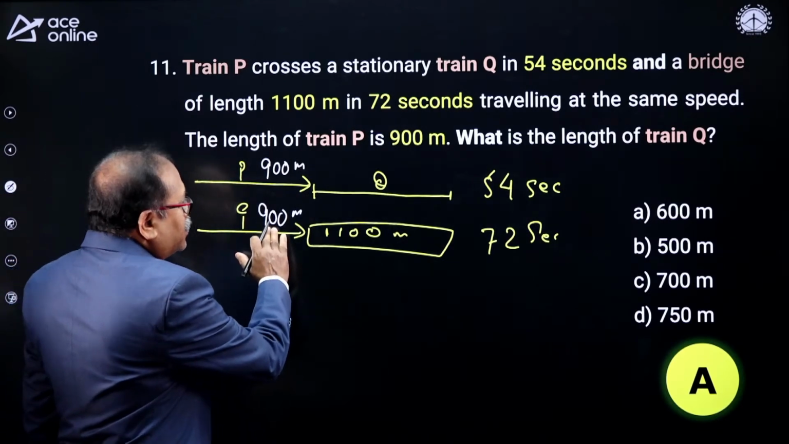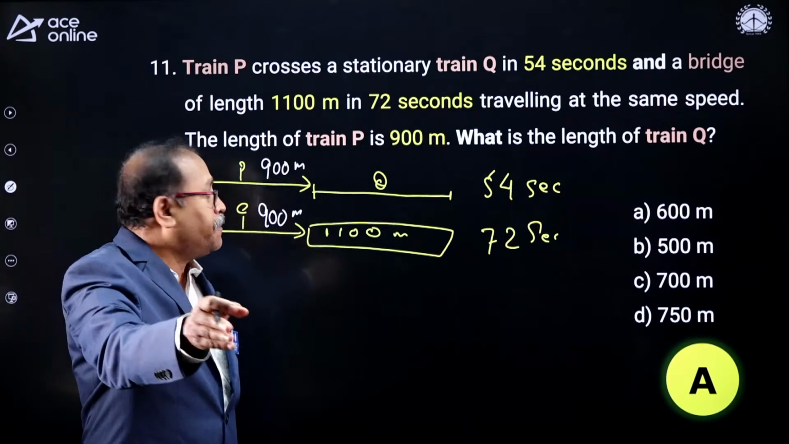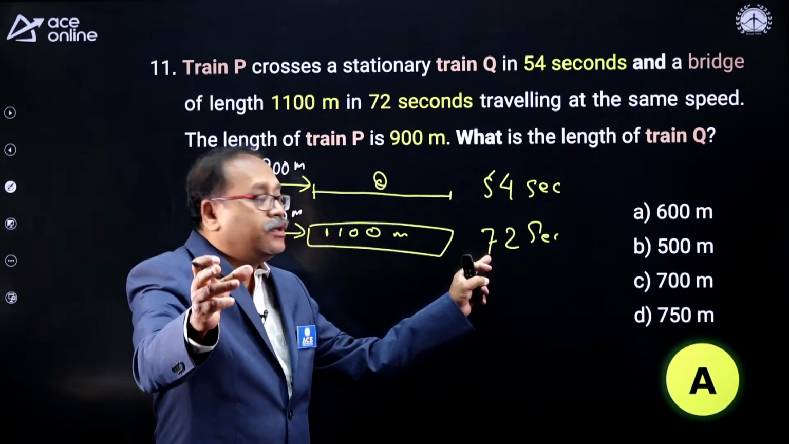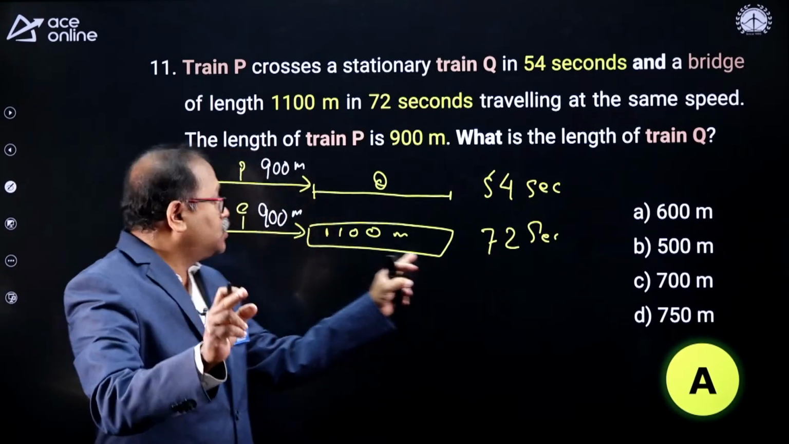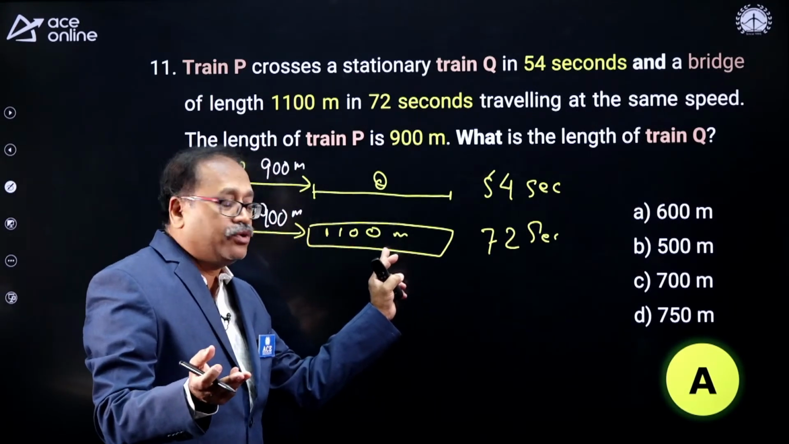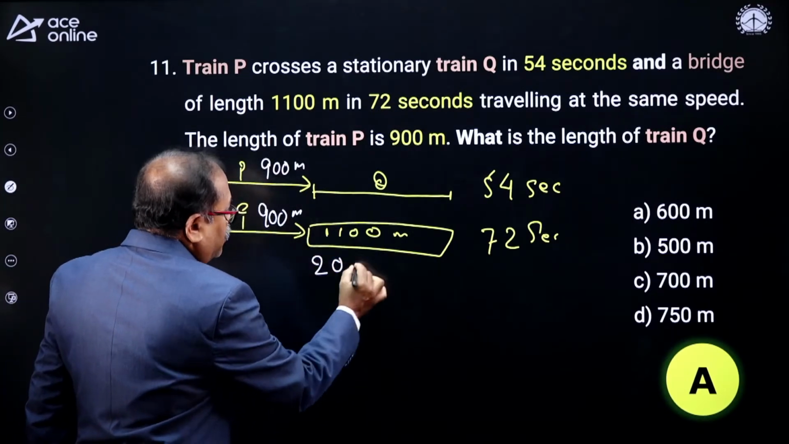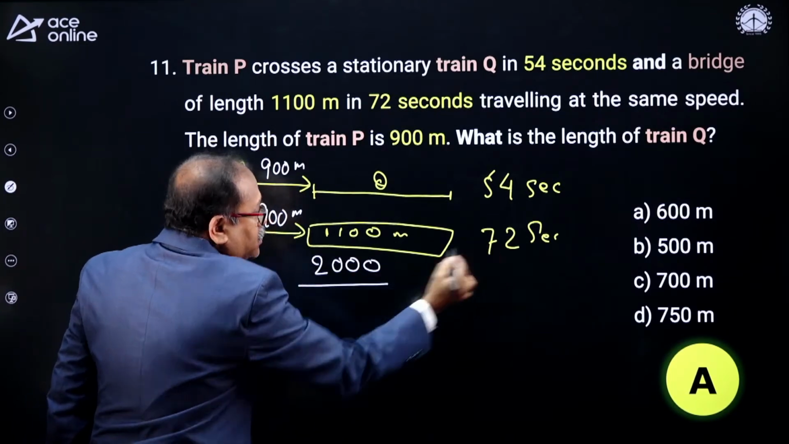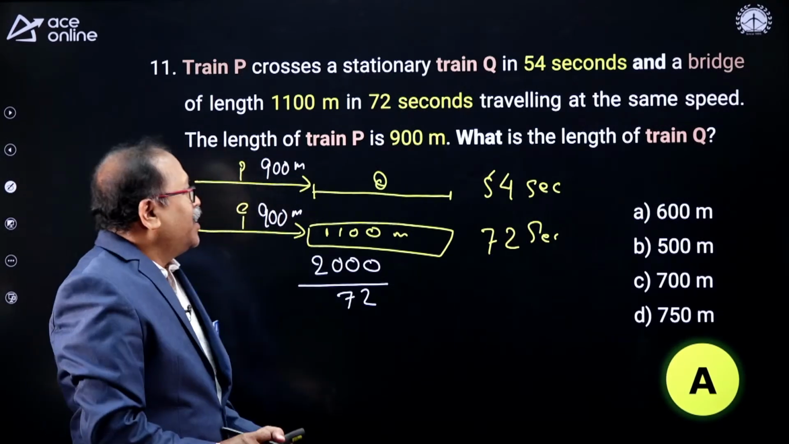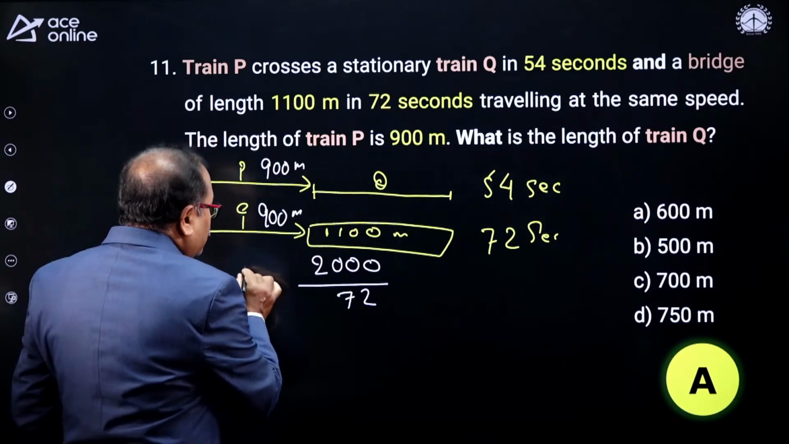So now I'll answer this question. Look at this one. The total distance I know, that is 900 plus 1100 meters, that is 2000. And 2000 meters is covered in 72 seconds. There is only one speed, that is the speed of train P, because the bridge is like a platform. It is not moving. So the total distance I know is 2000, and this is 72. This is the speed of the train. Now I need to find out the length of train Q.